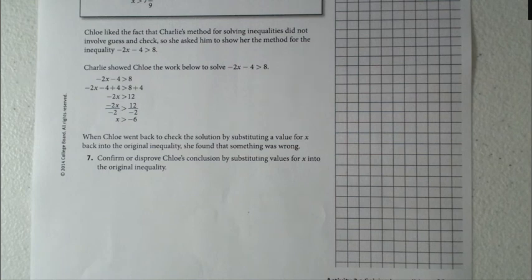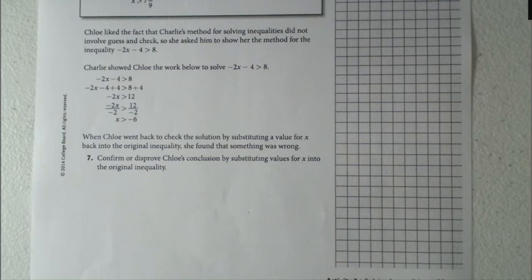Chloe liked the fact that Charlie's method for solving inequalities did not involve guess and check. So she asked him to show her the method for the inequality negative 2x minus 4 is greater than 8. Charlie showed Chloe the work below to solve negative 2x minus 4 is greater than 8.